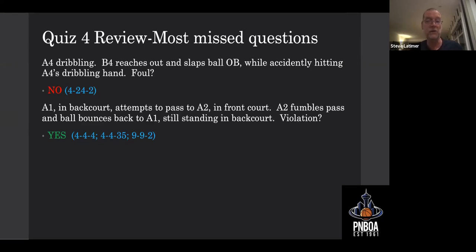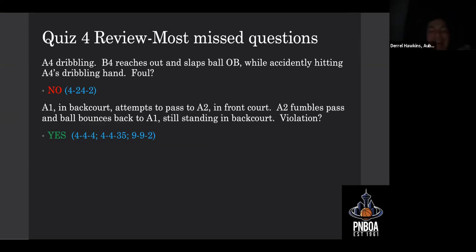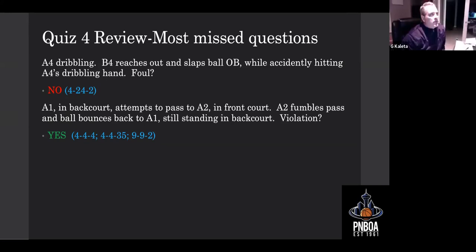A trickier question would have been, it gets thrown into the front court, it hits the official in the front court, and it goes back into the backcourt. Is it a violation? Anybody want to take a crack at that? No. We got a lot of no's. Why, Glenn? Part of the court, right? If it's inadvertent.